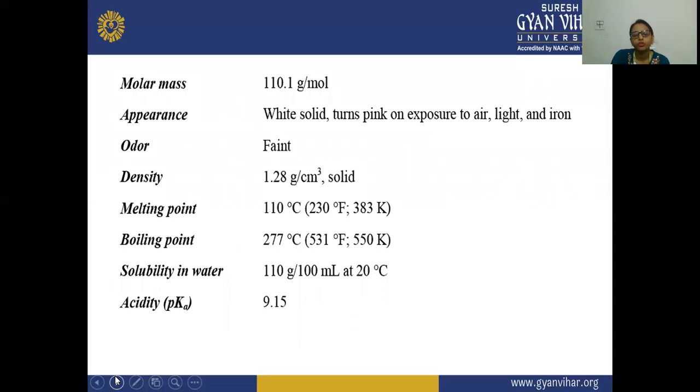Molecular mass is 110.1 gram per mole. Appearance is a white solid that turns pink on exposure to air, light, and iron. Odor is faint. Density, melting point, solubility in water, and acidity are as shown.